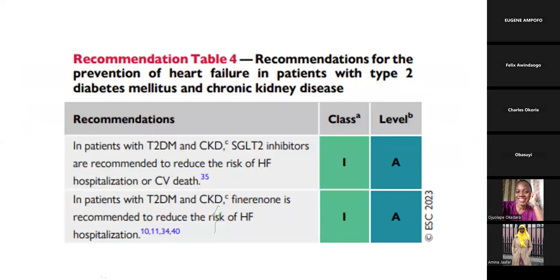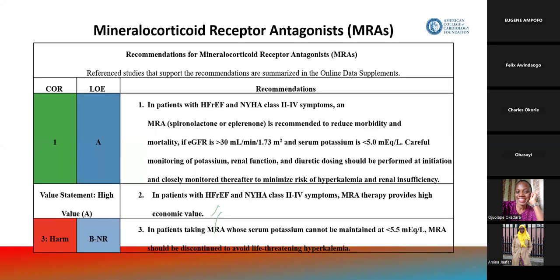Then for finerenone, for patients with type 2 diabetes and CKD, finerenone is recommended to reduce the risk of heart failure hospitalization. This was from the focused update of the ESC guideline on heart failure, in which finerenone became a class 1 indication. Okay, the American guidelines also have similar indications.